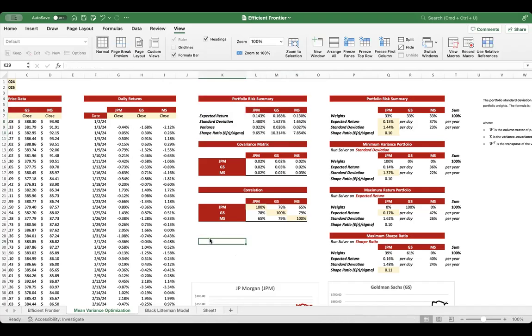Okay. Now we'll look at how we calculate the covariance matrix. Do you all remember what a covariance matrix is? It tells you how stocks are moving together, how one stock is moving with the other stock, right?